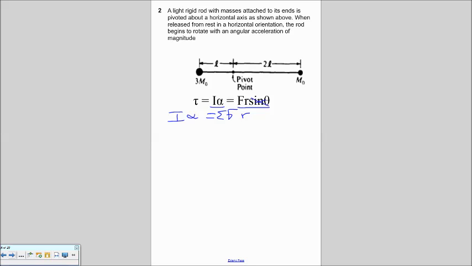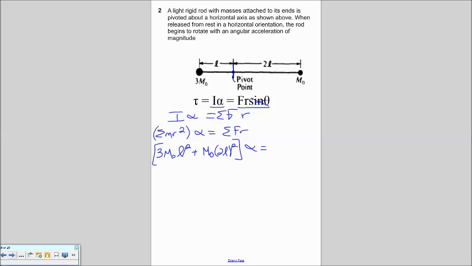Sadly, no. So that means that we get to do the sum of m r squared times alpha is equal to the sum of the forces times their r. All right, so my masses, let's do moment of inertia. I've got 3m naught, which is a distance L, plus m naught, which is a distance 2L. Make sure you remember the square. So all that times alpha is equal to the sum of the forces.